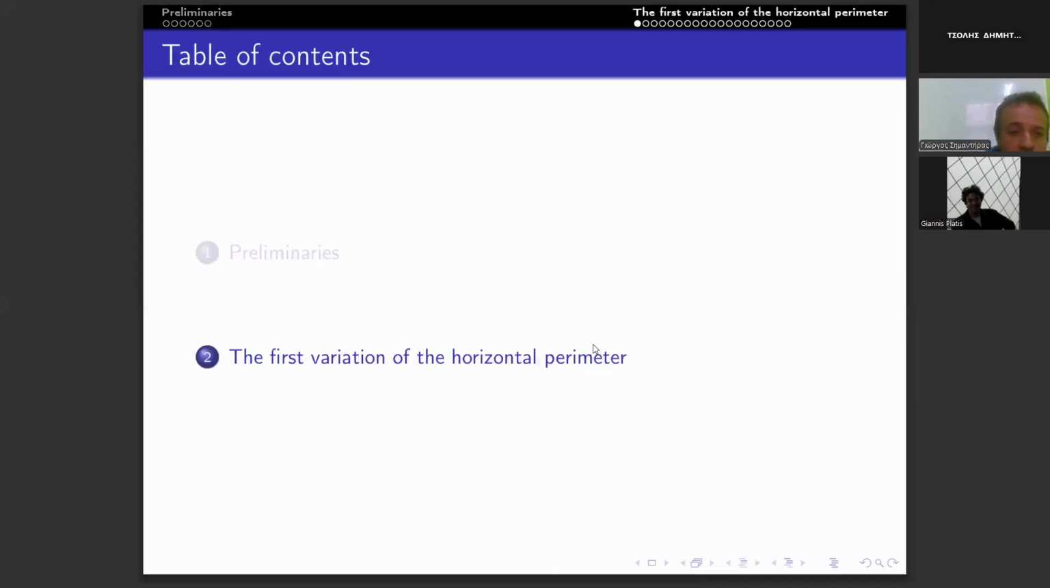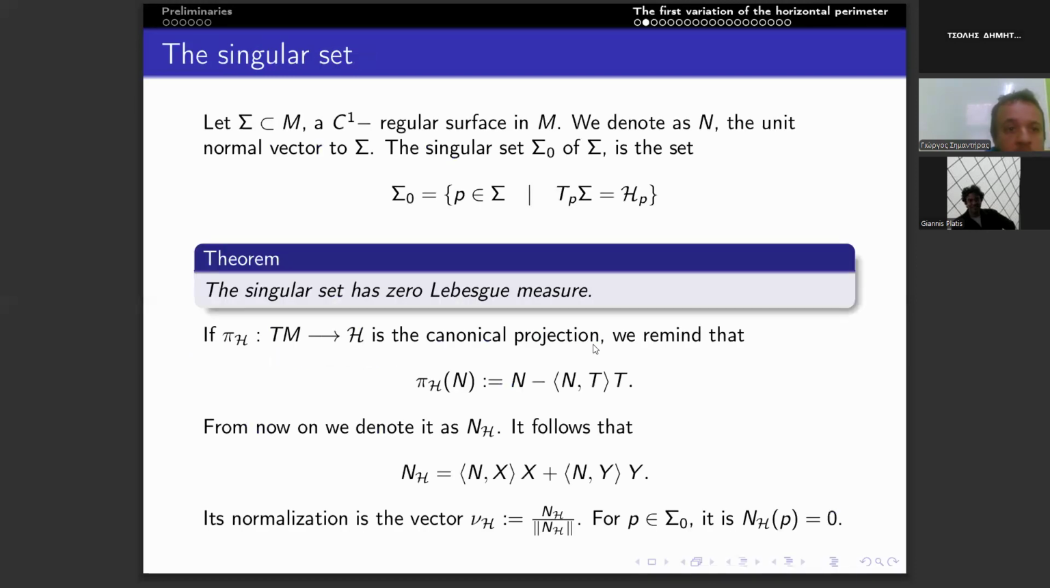Let's go to the main part of today's talk about the first variation of the horizontal perimeter. First, we start with the definition of the singular set. If Sigma is a C1 regular surface in M, we denote as n the unit normal vector to Sigma, and the singular set Sigma_0 of Sigma is the set where the tangent plane is equal to the horizontal plane. We have this main theorem that the singular set has zero Lebesgue measure.